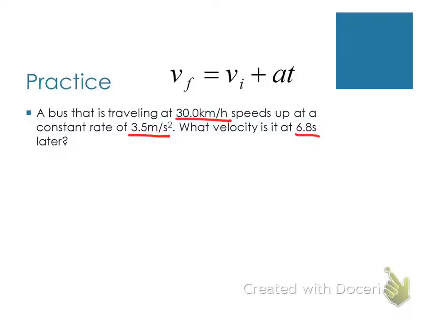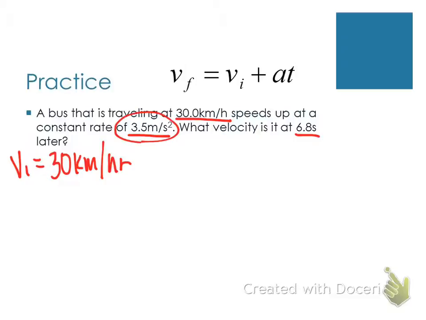Okay, Wyatt, tell me one. Initial what? Initial velocity. Good. Initial velocity is 30 kilometers per hour. And we're going to deal with that kilometers per hour here in a second. I'm just going to start making my list. Okay, Sergio, can you give me one of the variables?